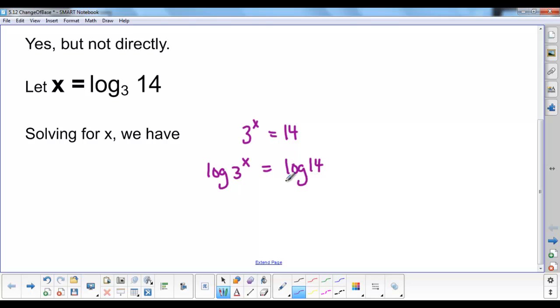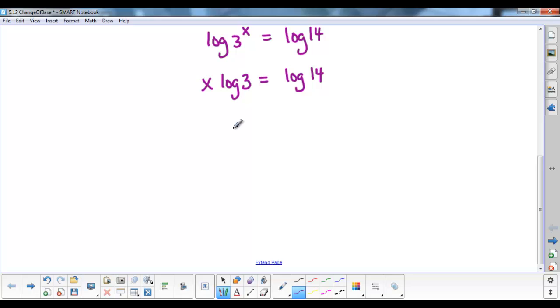And basically, when you do this, you get to choose whichever base you want. We're going to choose log base 10 because that is what works on most of our calculators. Now, at this point, we'll use the power law to take that exponent x and move it to the front as a coefficient. So this becomes x times log base 10 of 3 equaling log base 10 of 14. And now here, to solve for x, we would just divide both sides by log 3. So we actually end up with log 14 over log 3.